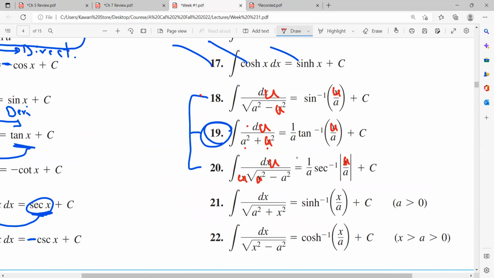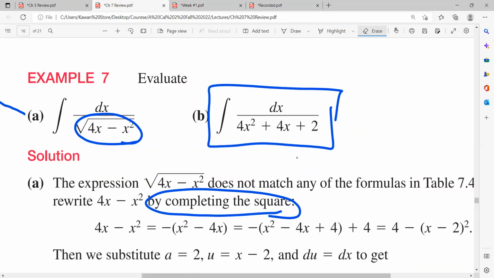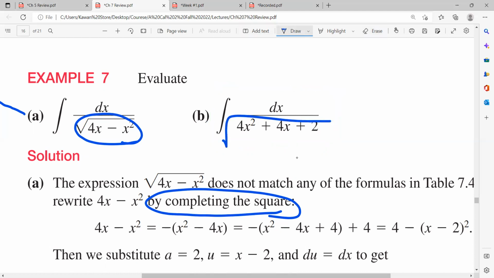Which one? Tan inverse, right? Because we don't have a square root. That's why we say tan inverse. Now I can see you are working. So before we solve, we have an idea. That's why I say we need to think about it and change it to the complete square.